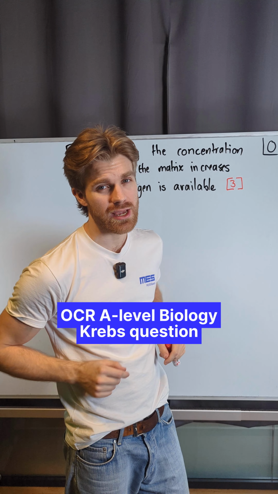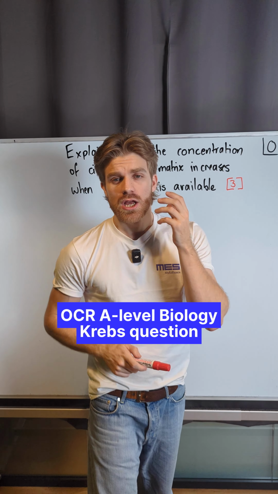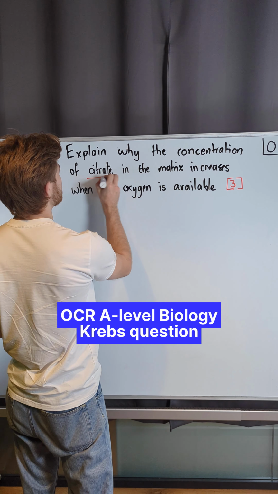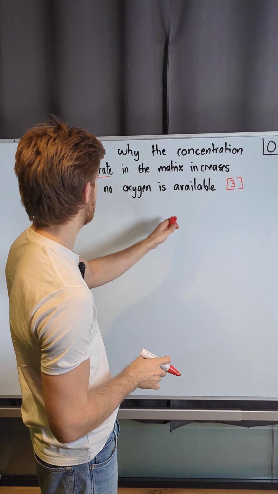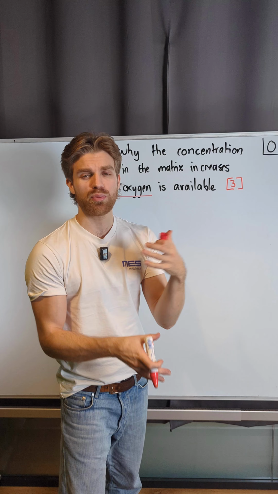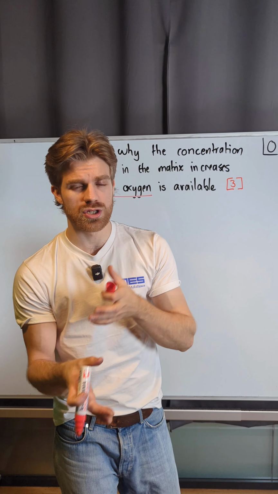Challenging A-level biology question for you today. Are you going to get 3 marks? It's a pretty hard one. The question says, explain why the concentration of citrate in the matrix increases when no oxygen is available. You've got to break down the question and try and identify what's going on here.